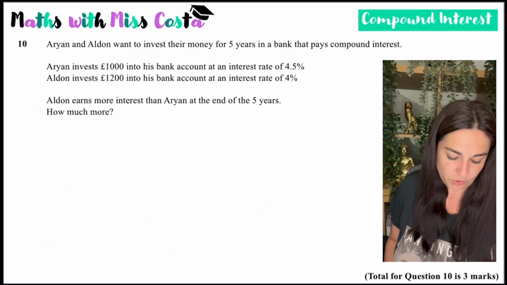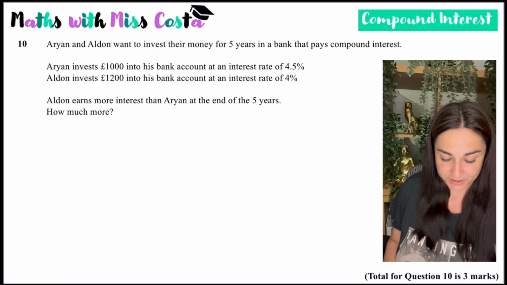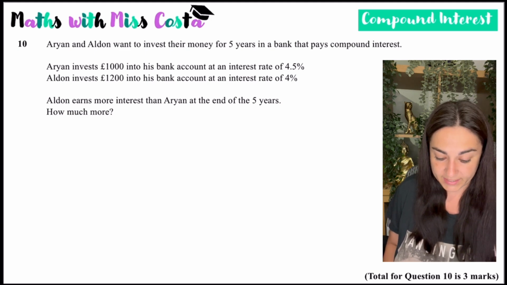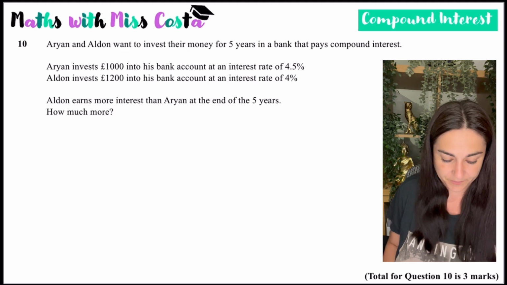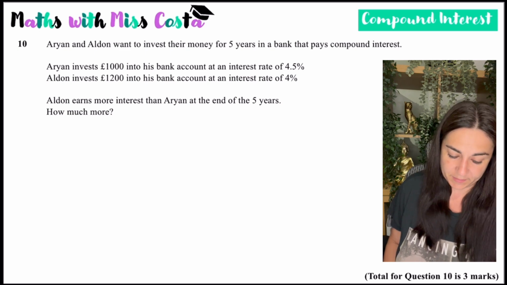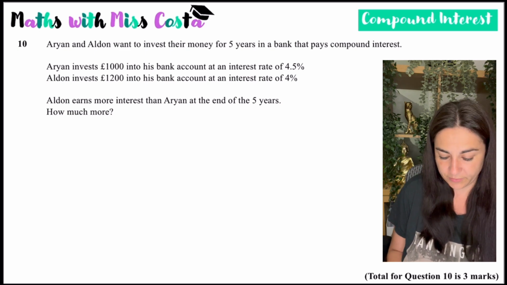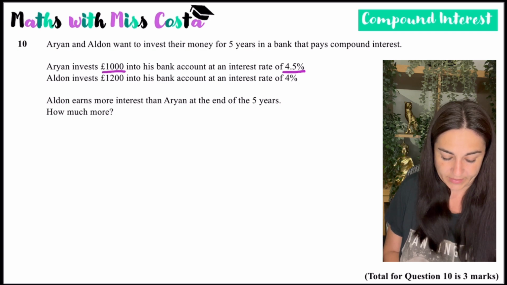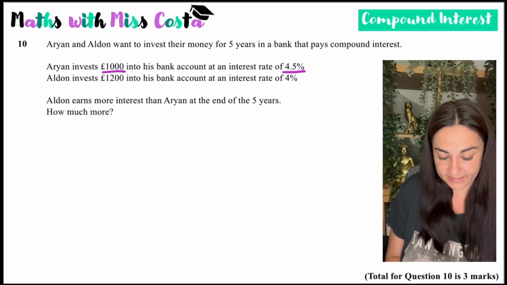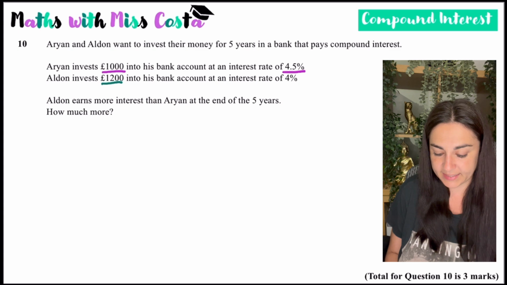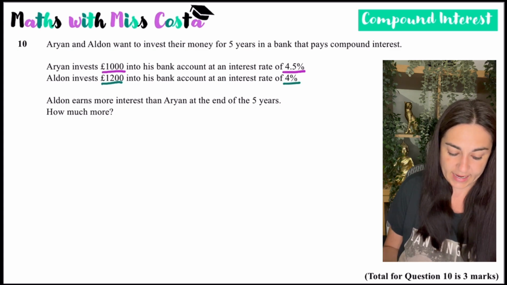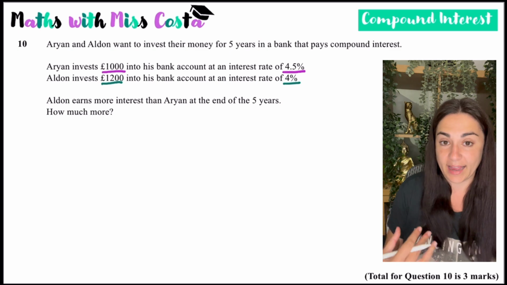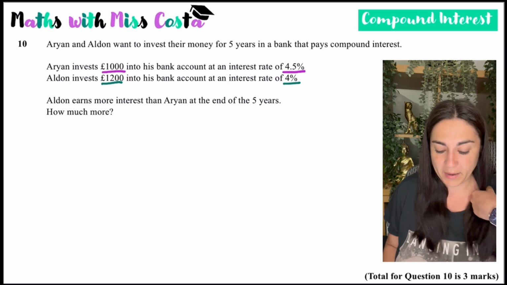Okay, so next we've got a compound interest question. So I'm told that Arian and Alden want to invest their money for 5 years in a bank that pays compound interest. Arian invests £1,000 into his bank account at an interest rate of 4.5%. Alden invests £1,200 into his bank account at an interest rate of 4%. And I'm told that Alden earns more interest than Arian at the end of 5 years. How much more?